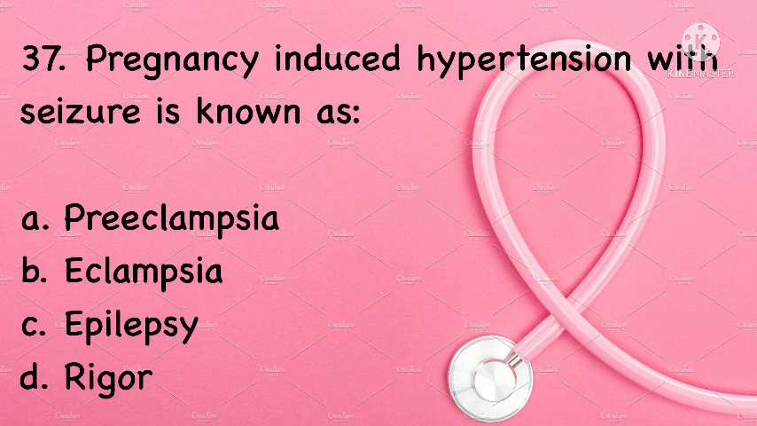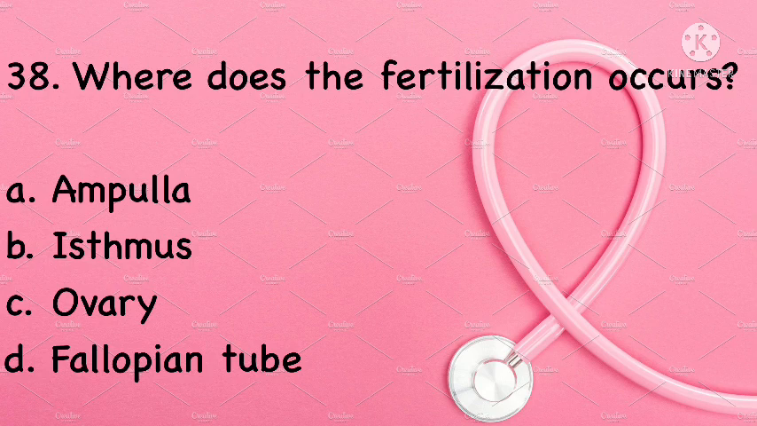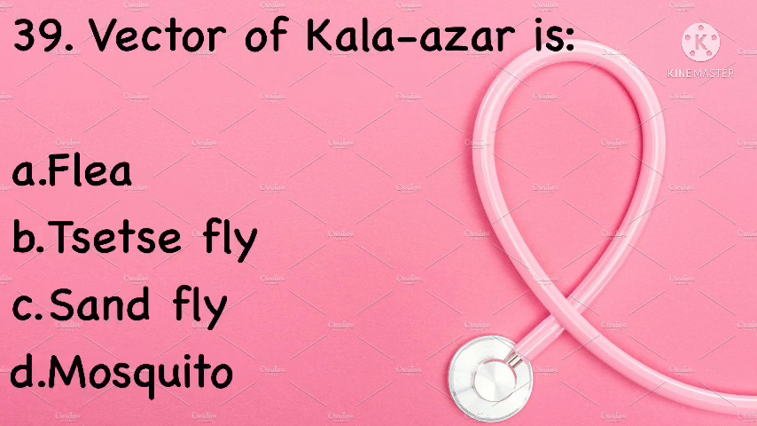Pregnancy-induced hypertension with seizure is known as: preeclampsia, eclampsia, epilepsy, rigor. Correct answer is B. Eclampsia. Where does the fertilization occur? Ampulla, isthmus, ovary, fallopian tube. Correct answer is A. Ampulla.